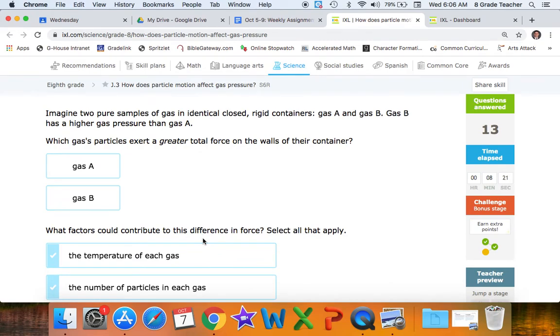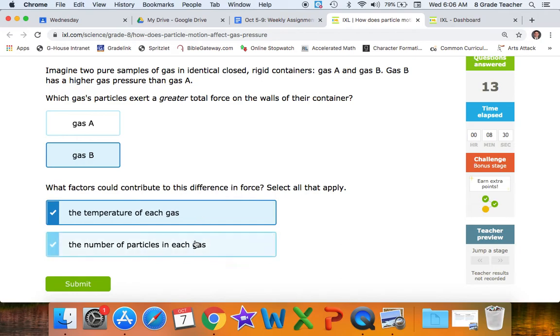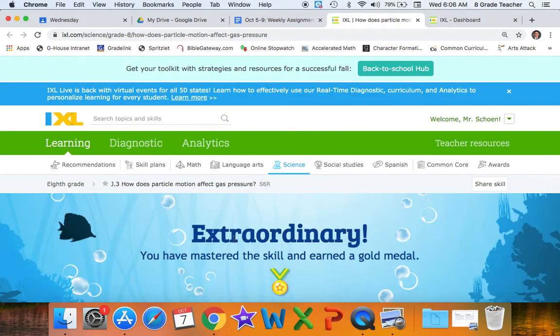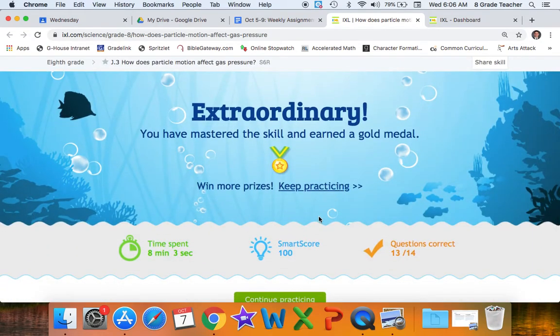Imagine 2 pure samples of gas in the container, gas A and gas B. Gas B has a higher gas pressure than gas A. Here I'm going to get this one right. Gas B, temperature, number of particles. See how it came back to that question, gave me another chance to fix it, and we got it right. If you followed along, hopefully that helps you with completing J.3.